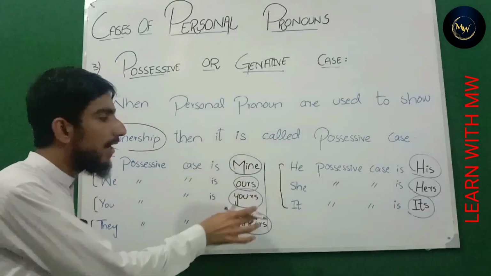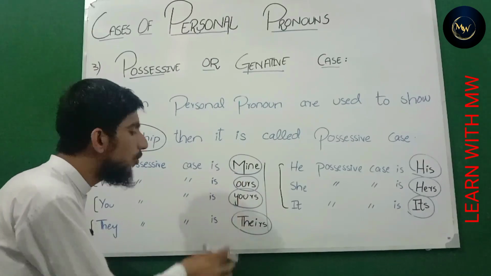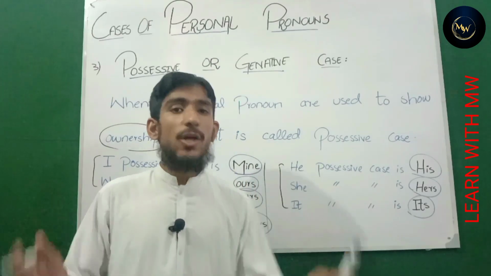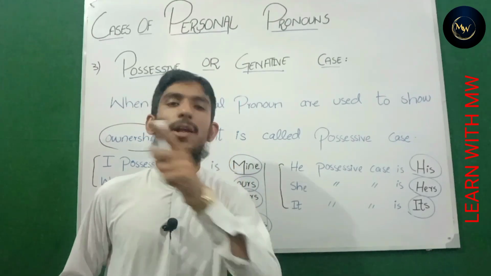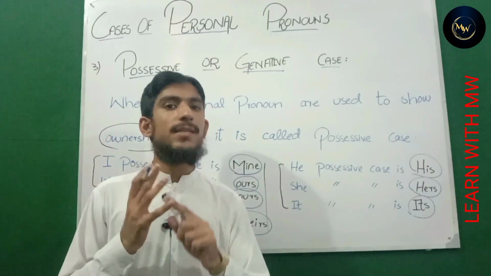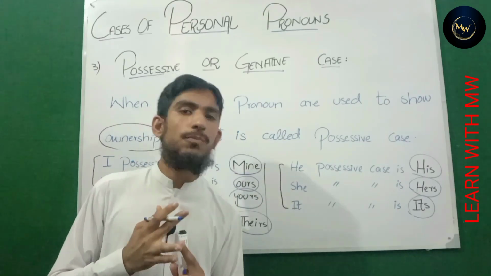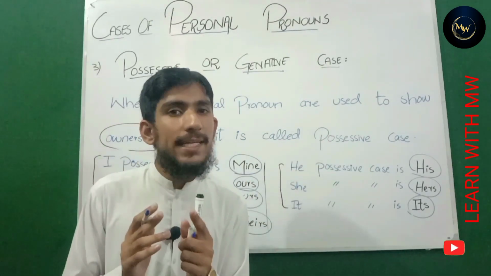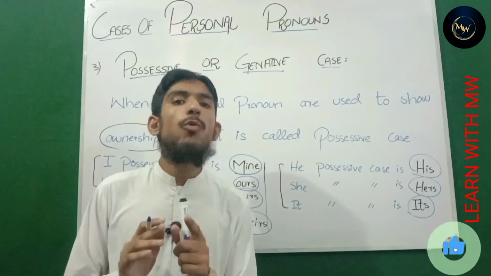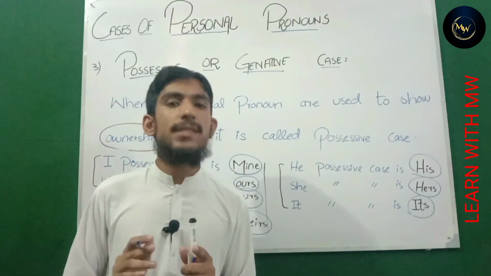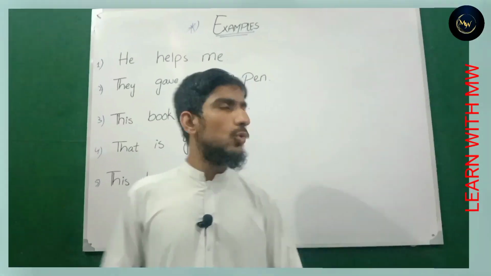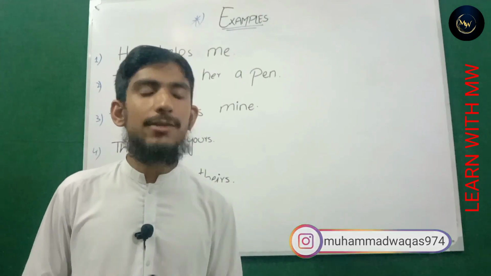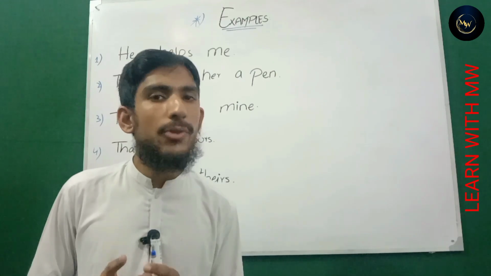So the pronouns that I marked, mine, ours, yours, theirs, his, her, its, fall in the category of possessive case or genitive case because they basically show possession or ownership. We have discussed subjective or nominative case, then objective or accusative case, and now possessive or genitive case. Now, through examples, we will learn how to find subjective, accusative, and possessive case of a personal pronoun in a sentence.